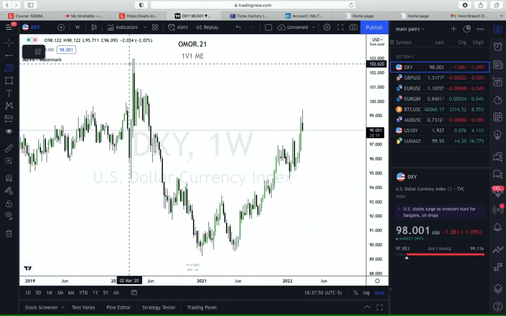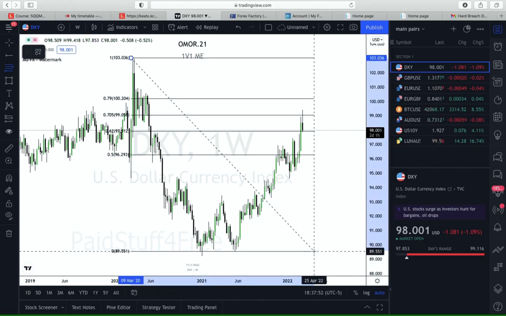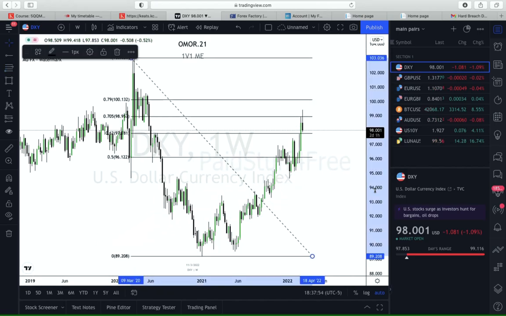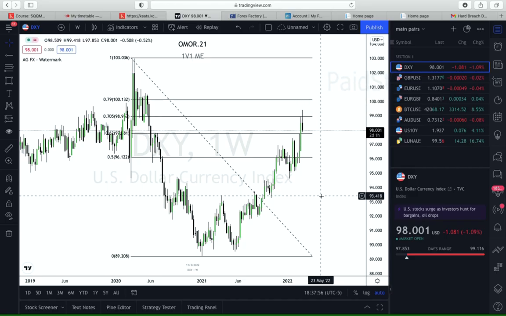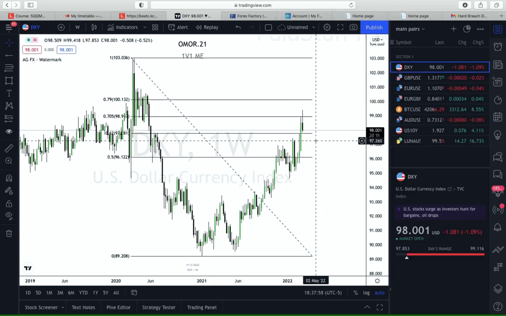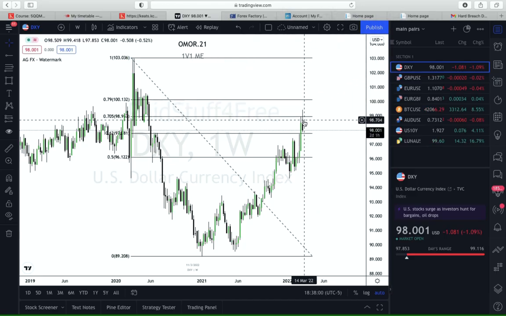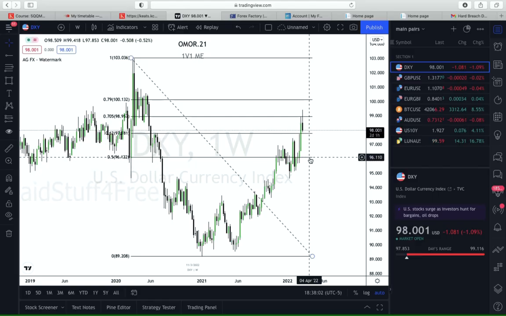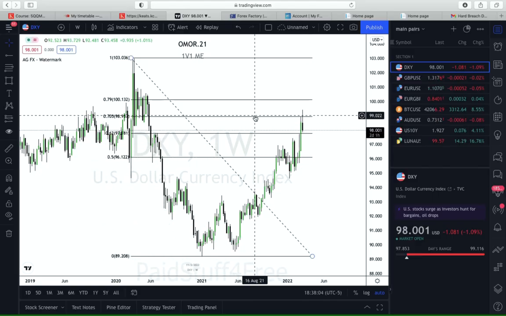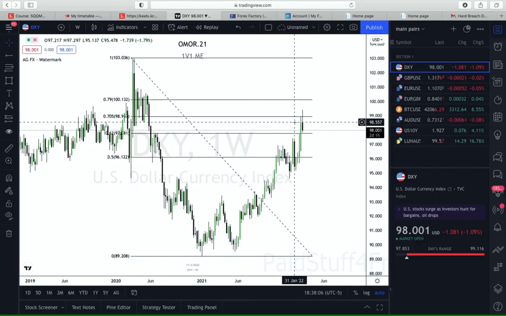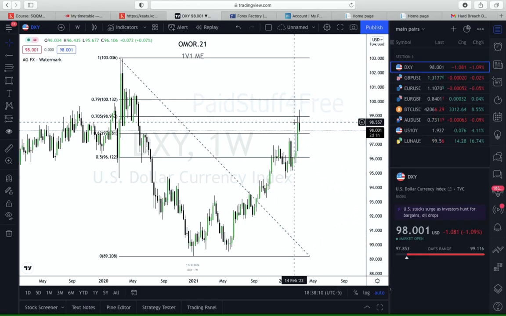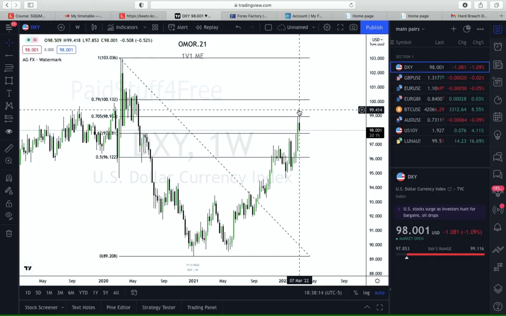If we just get a simple fib tool out, let me go from high to low on the weekly. Where is the DXY trading at right now? You wouldn't want to be buying the DXY here. In all honesty, you don't want to buy the DXY here at all. It's far too expensive to buy when you're looking at this external range. You're near the top of this range. You don't buy near the tops of the range.